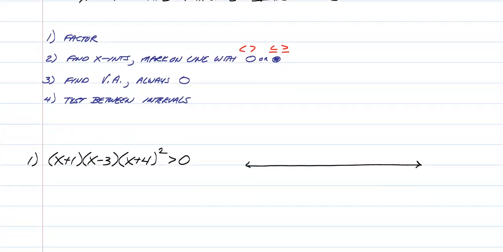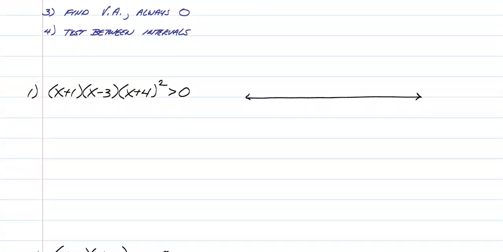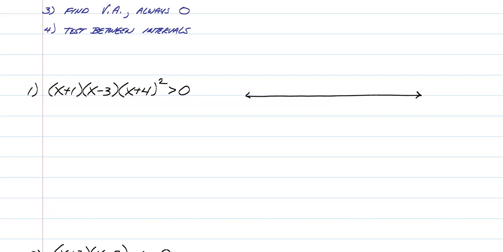Okay? So, this is an example of a polynomial inequality because there's no denominator. So step 1 is to factor. Done. Step 2, find your X-intercepts. So we're going to have 3 of them. We're going to have x plus 1 equals 0, so x equals negative 1. We're going to set that equal to 0 and get x equals 3. And we're going to set that equal to 0, and we're going to get x equals negative 4.